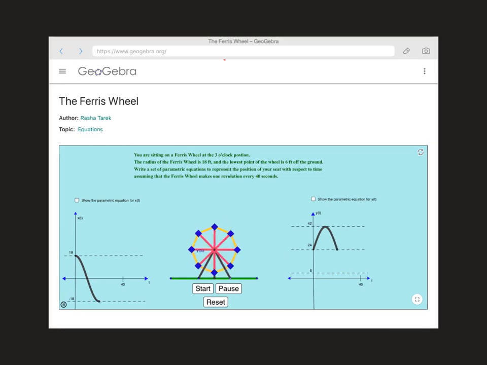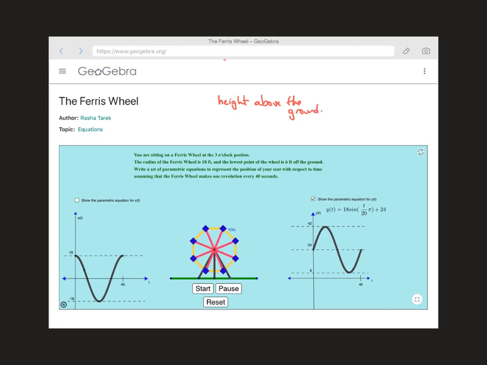And if I turn on the parametric equation, that's the equation for the height. Okay, so this is the equation for the height above the ground, our y value. Okay, now what on earth is going on over here? We're also generating some kind of sinusoidal curve. What's happening here? This is a parametric equation for x.